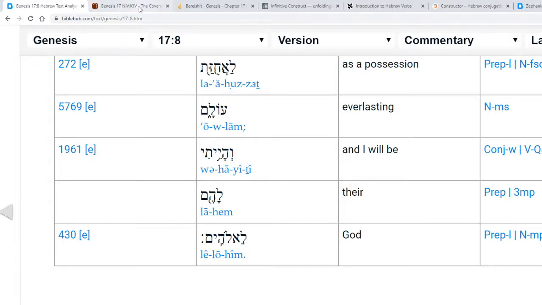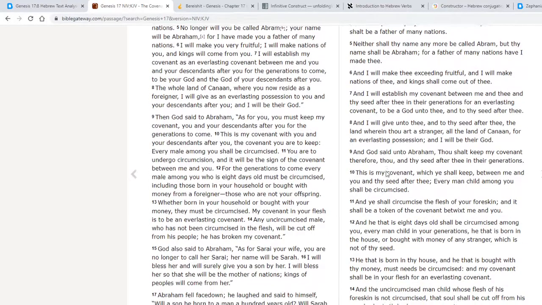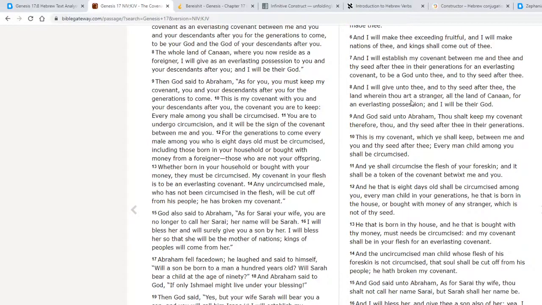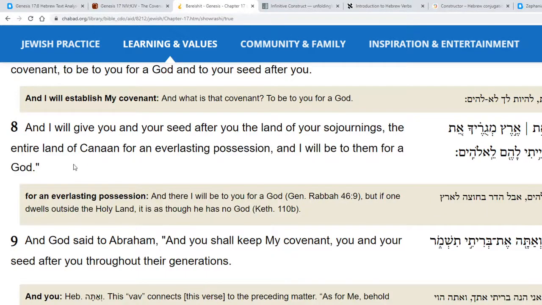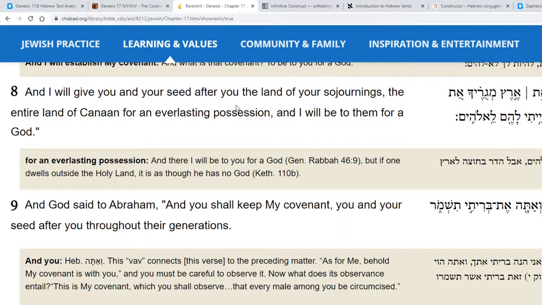Prepositional lamed, God, right? Let's look at King James, verse 8. And I will give unto thee and to thy seed after thee the land wherein thou art a stranger, all the land of Canaan, for an everlasting possession, and I will be their God. Okay. NIV. The whole land of Canaan, where you now reside as a foreigner, I will give as an everlasting possession to you and your descendants after you, and I will be their God. Okay. Chabad. And I will give you and your seed after you the land of your sojournings, the entire land of Canaan, for an everlasting possession, and I will be to them for a God.